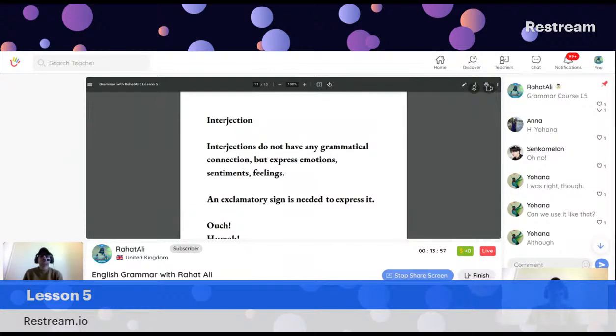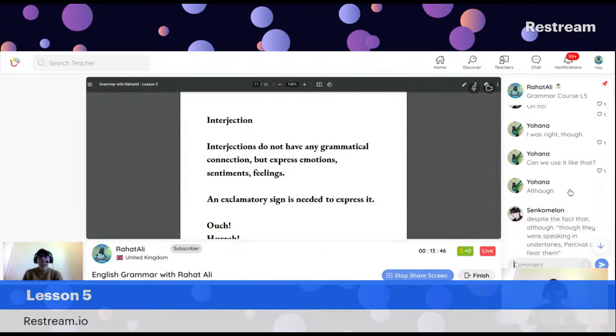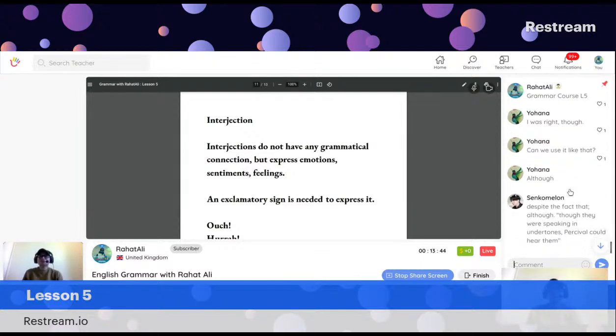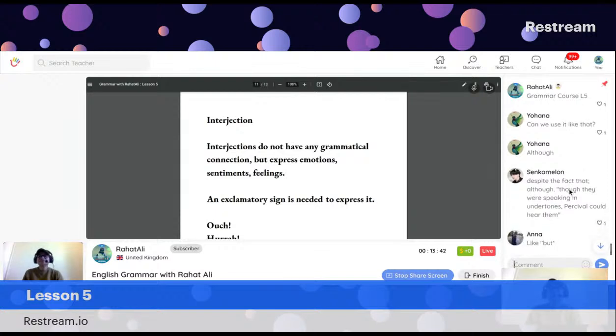Another meaning of though is like but. I know that you're going to join my lesson, though I don't know the time. I'm sorry, not but. Here the though works as but. Like you can say, Anna, I know that Haider is coming, though he didn't mention the time. That means here though means but. Okay, this is the second meaning.